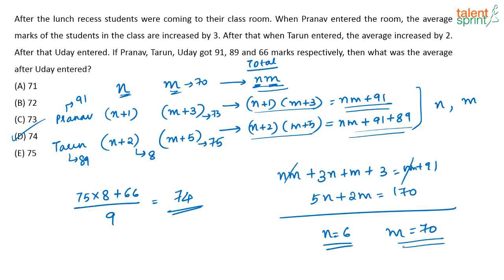Now what are they asking? What was the average after Uday entered? Find that out. What was the total marks before Uday entered? The average was 75 and there were 8 people. So the total marks was 75 into 8. Now Uday's mark is also included, so plus 66. And now how many people are there? 9 people are there. So the average is becoming 74.